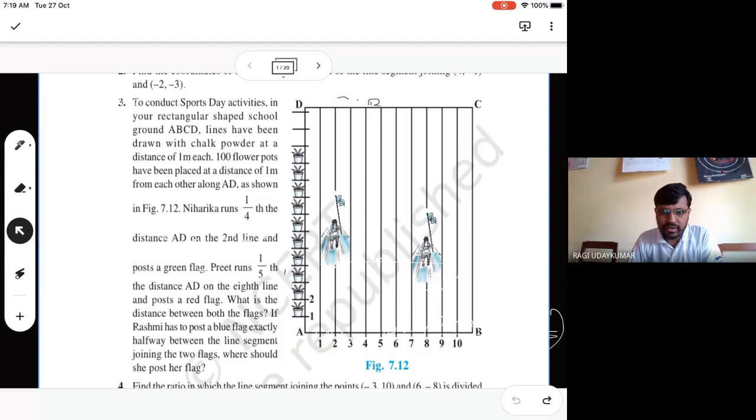Okay, so that's why, whenever these type of questions are given to you, it is very important. You need to observe the figure, figure read करना है. Then after you need to read the question whatever is given, and try to understand the question very clearly, and you have to implement it in your daily life. Okay, so the question is given to you to conduct the sports day activities.